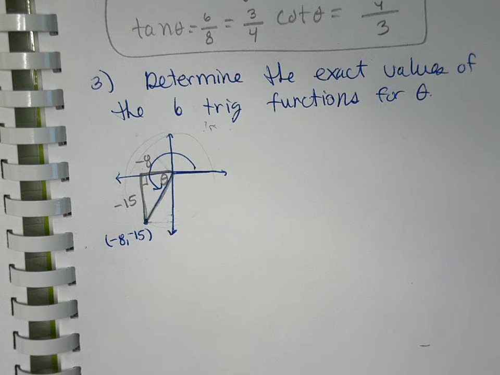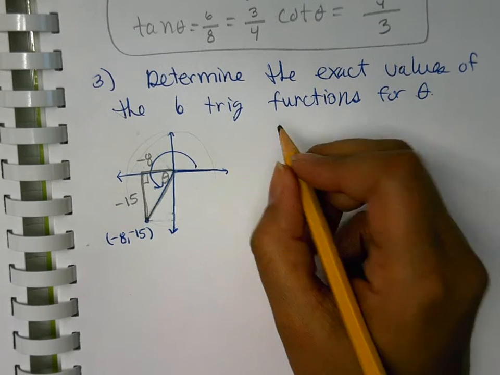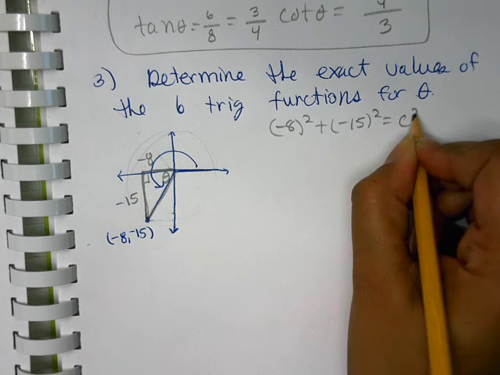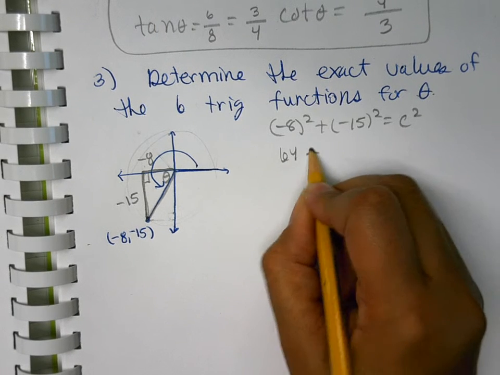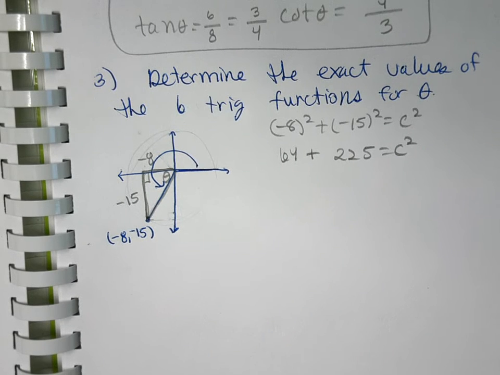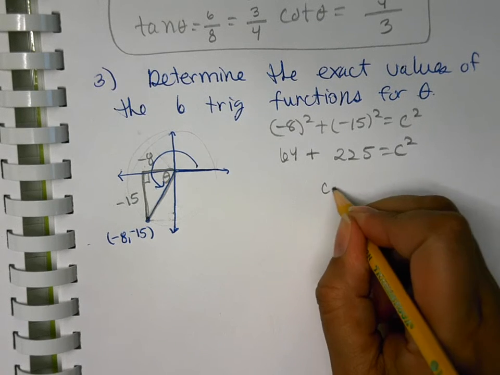Do you have enough to figure out your hypotenuse? Yes, you do. Negative 8 squared plus negative 15 squared equals c squared. 64 plus 225, and I'll let you guys finish that. Anybody have it? 289. What did you get? 17. c equals 17?